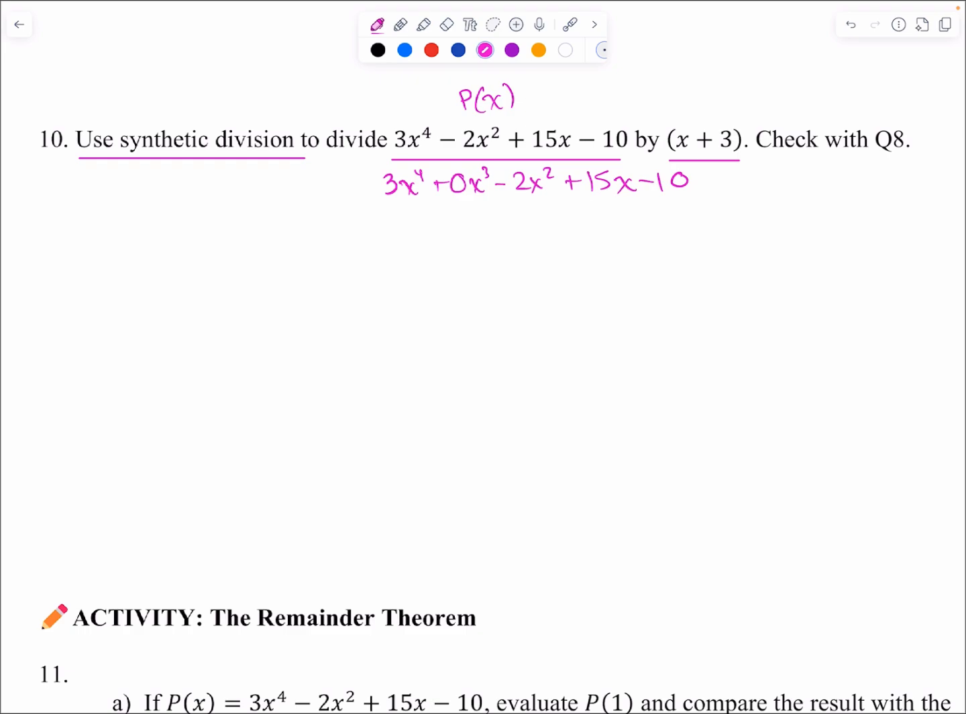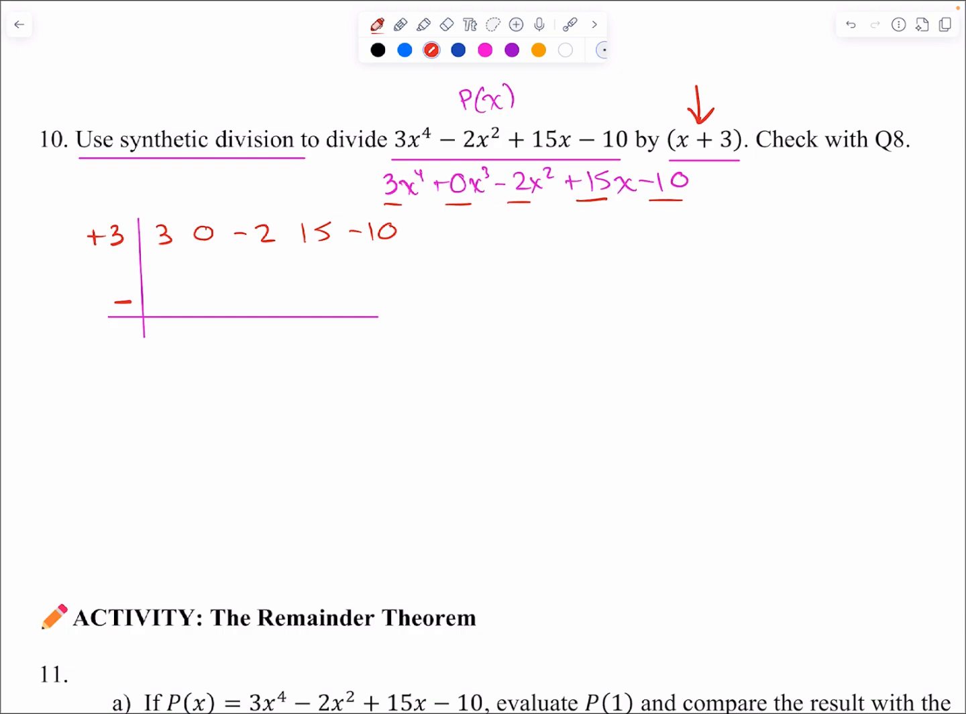All right, so how do we synthetic divide? Well, we're going to set up a table. It looks something like this. And what we're going to do is we're only going to use the coefficients of our polynomial. So it'll be 3, 0, -2, 15, and -10. Okay? And now keep in mind, we're dividing it by x plus 3. So I'm going to take that plus 3 from that binomial and put it there. And then I'm going to put a subtraction symbol right there.